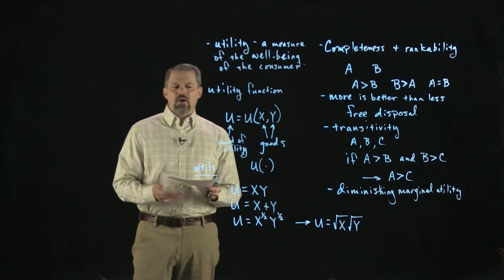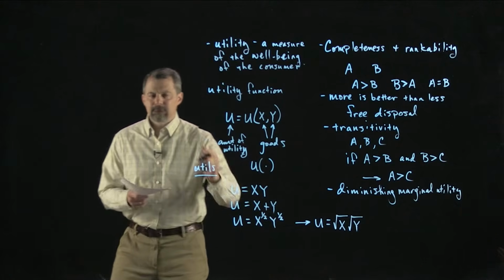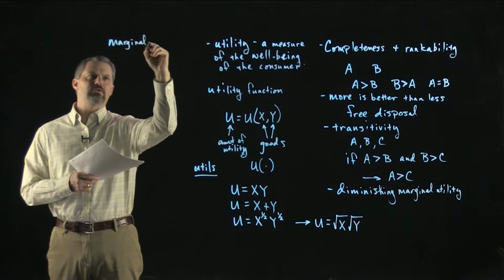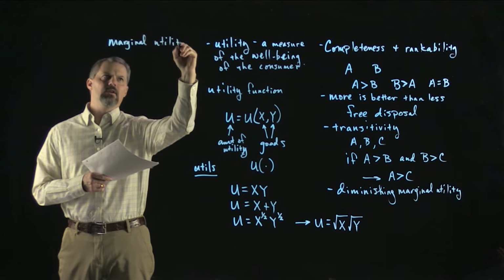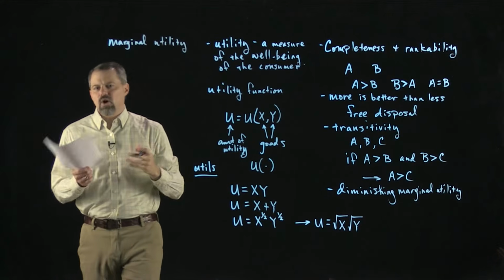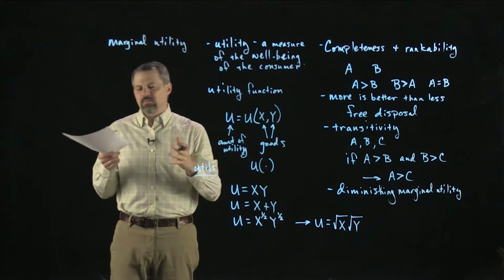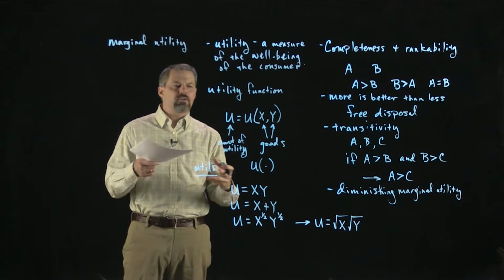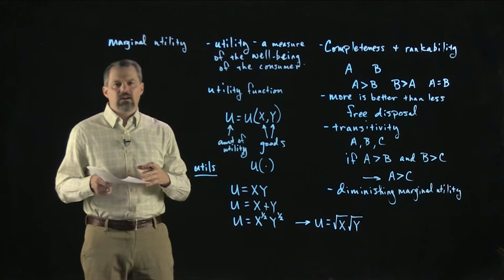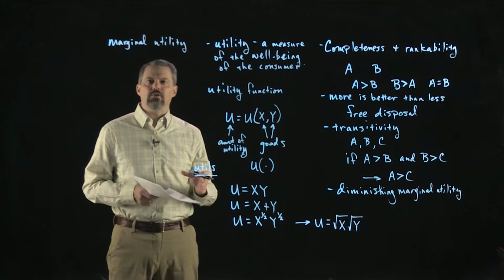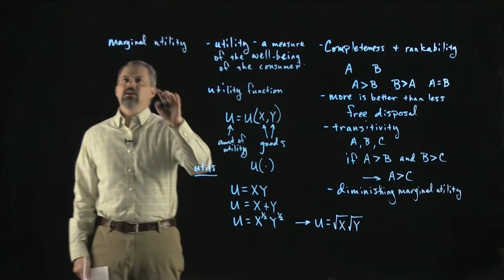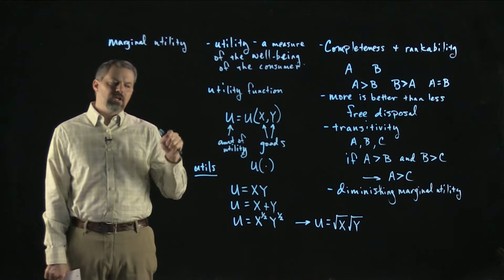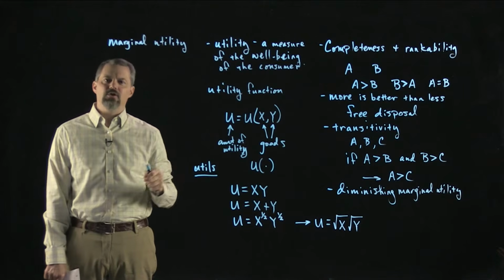Let's talk about marginal utility. The idea of marginal utility should be very straightforward to you because you've talked about marginal things in principles of macro, principles of micro. You've talked about marginal cost and marginal benefits. You've talked about lots of different marginal things, marginal product. So marginal utility is just the change in utility when you consume another unit of the good.